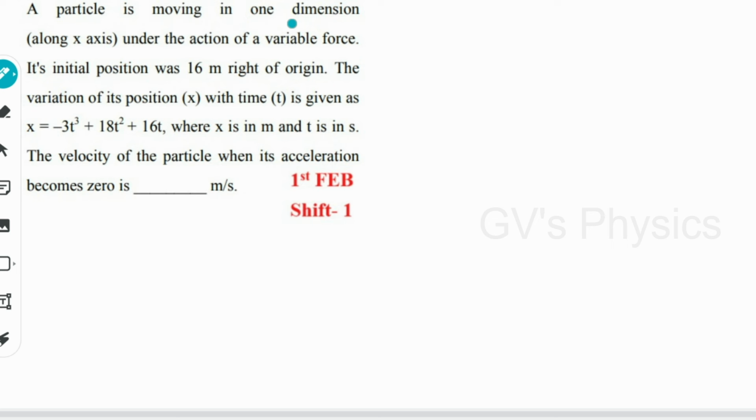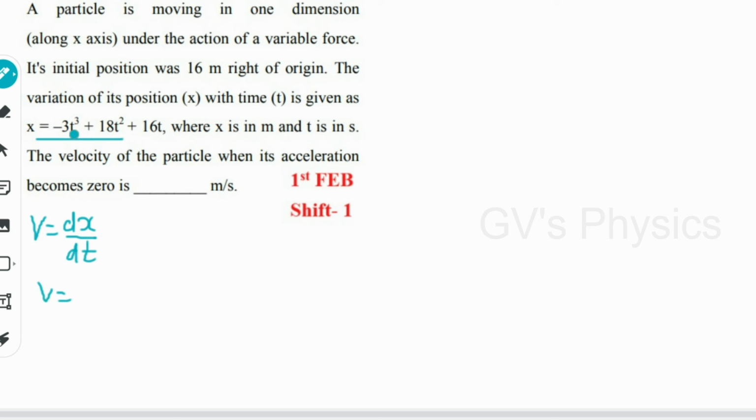A particle is moving in one dimension under the action of a variable force. Its initial position was 16 meter right of the origin. They have given the equation for the position and they are asking the velocity of the particle when acceleration becomes 0. We're going to handle it in the same way. If you differentiate position with respect to time, we will get velocity. So now we will differentiate.